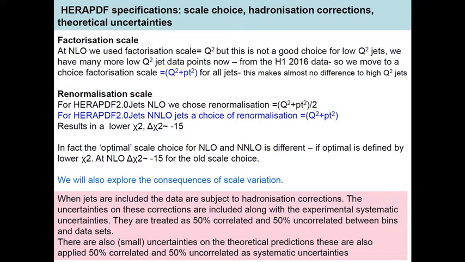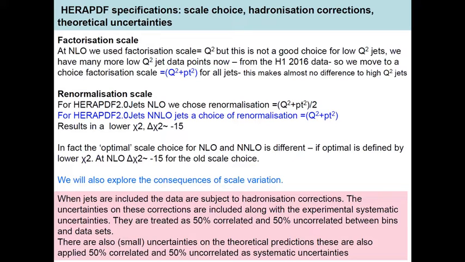The reason for the new choice is that this is the better choice from the point of view of Q squared. And it is, in fact, just to note that the choice of the optimal scale is different between our NLO and NNLO analyses. We will also, of course, explore the consequence of scale variation. And then finally, if you've got jets in your data, they are subject to hadronization corrections.